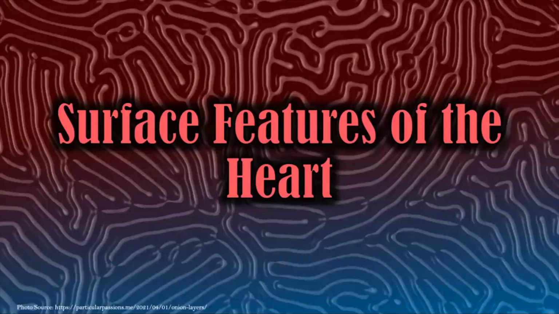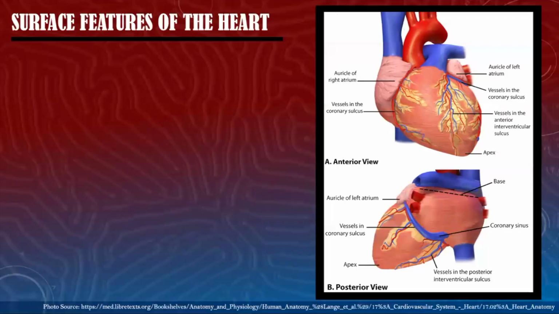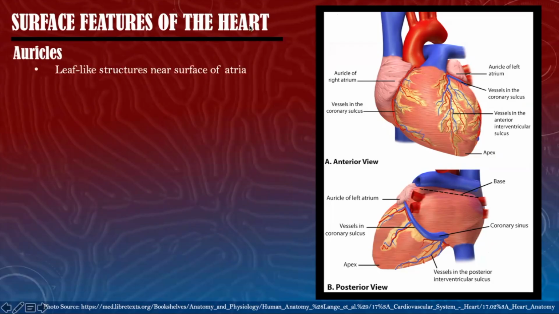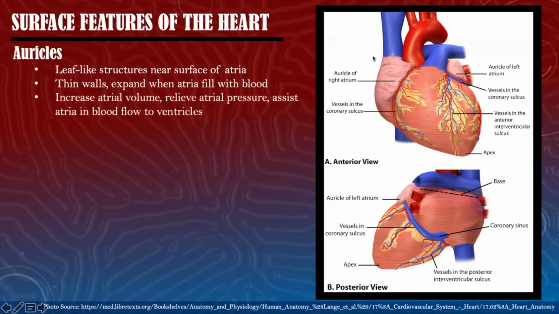All right, getting into the surface features of the heart, we have the auricles, which you can see here. These are leaf-like structures near the surface of the atria. They have thin walls that expand as the atria fills with blood, and they help to increase atrial volume, relieve pressure on the atria, and assist the atria with blood flow to the ventricles.